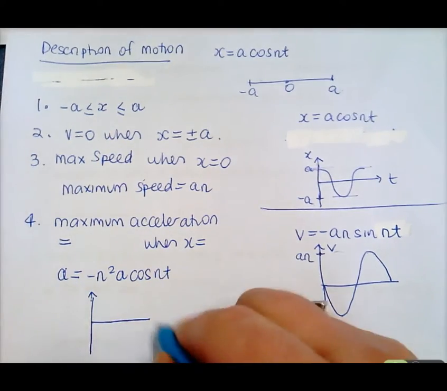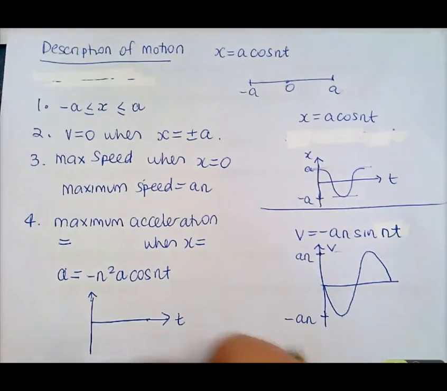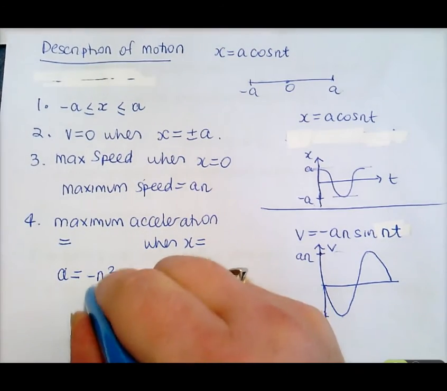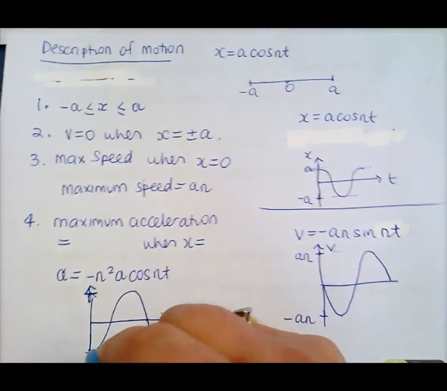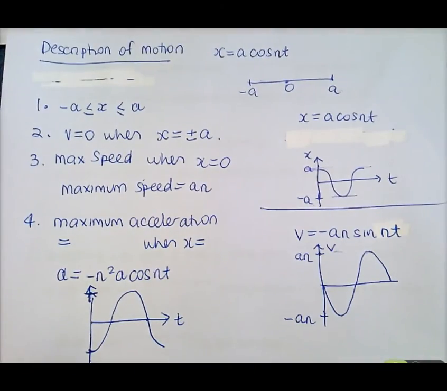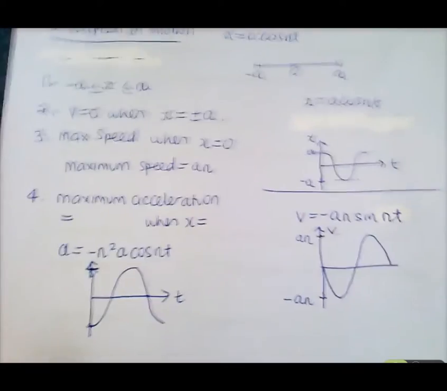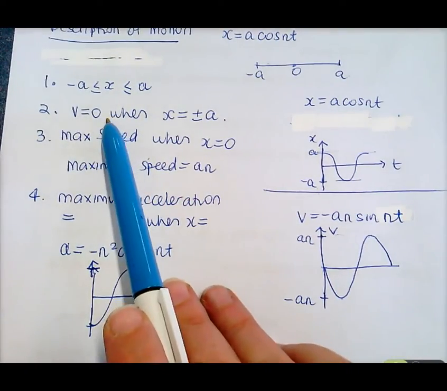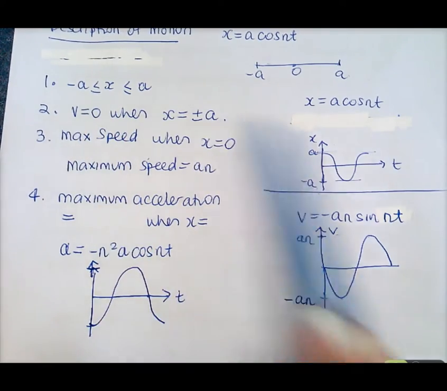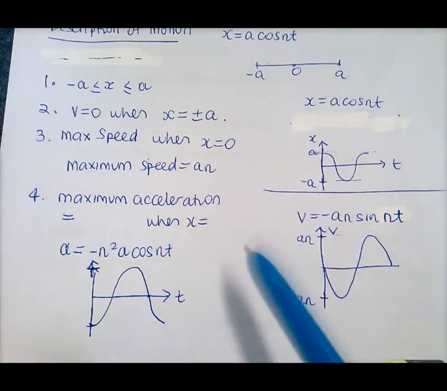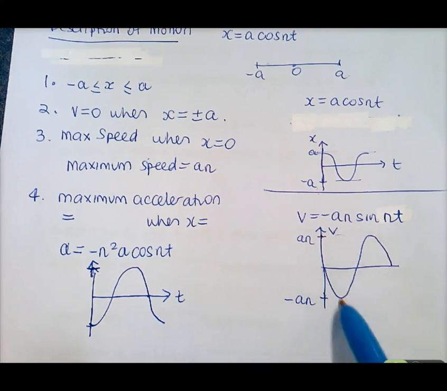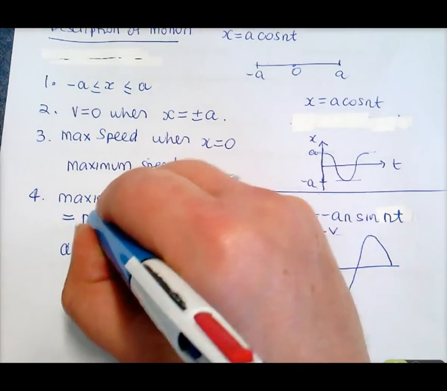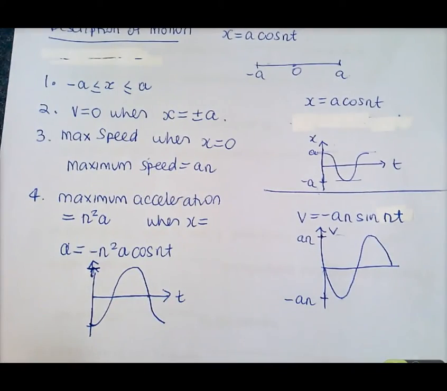It's what sort of cos curve? It's a negative cos curve. That's that curve. Can you give me the amplitude? n squared a. So, girls, displacement between a and negative a. Velocity 0 at the endpoints. Maximum speed is AN, but you can see it from the maxima of the velocity graph. And maximum acceleration will be n squared a.